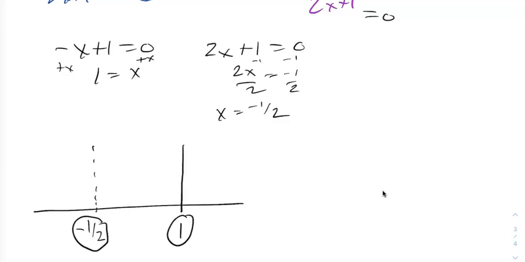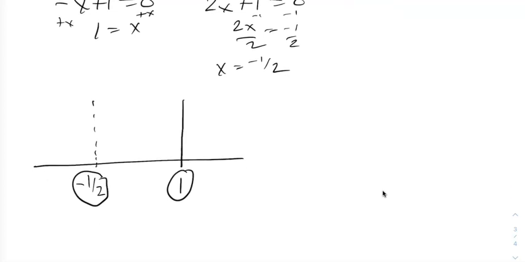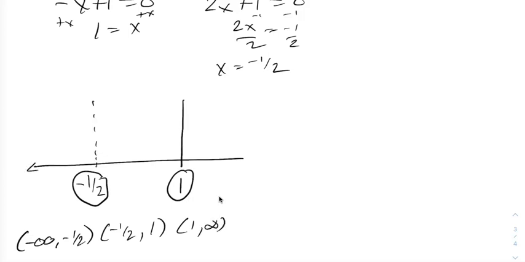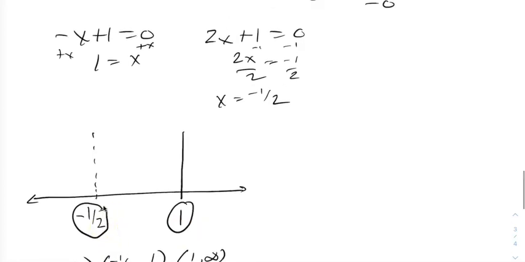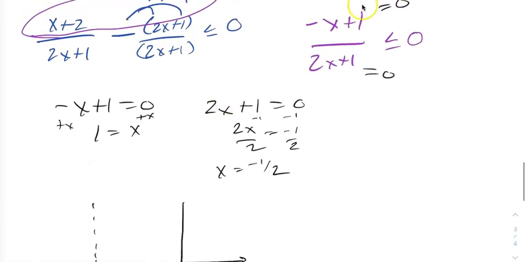Again, before I pick my test points, just so it makes it a little easier for us, I'm going to put the possible answers. Negative infinity to negative 1/2. Negative 1/2 to 1. And then 1 to infinity. So those are our possible solutions. Now to figure out which one actually works, we'll pick test points. Remember, we're going to plug it into this equation. Actually, I want to bring it down so I don't forget what I'm plugging into.